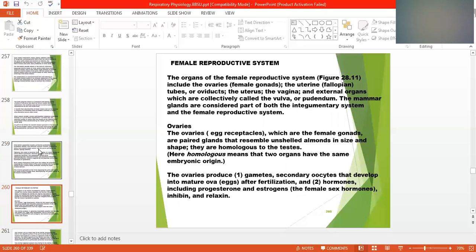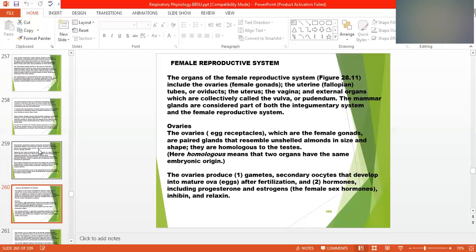Now we discuss the female reproductive system. The organs of the female reproductive system, the figure is given in your book, include the ovaries, the female gonads, we call them. There are two ovaries, one on the left and one on the right.